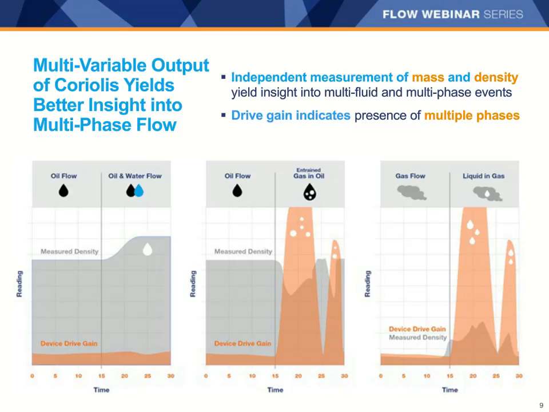For those who need a brush up on Coriolis fundamentals, again, see that resource link in the resource pane, and there's a video in there on introduction to Coriolis technology. But it's this multivariable aspect of the Coriolis, the mass, the density, and the temperature, coupled with a diagnostic measurement called drive gain, that are all critical to making better measurement with multiple phases. Drive gain, if some of you aren't as familiar with it, is that diagnostic that measures the percent power required to keep the Coriolis tubes vibrating.